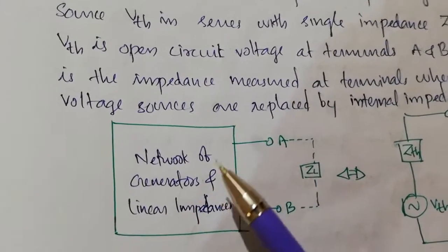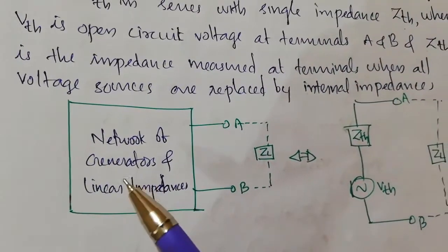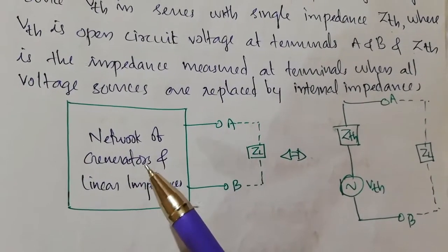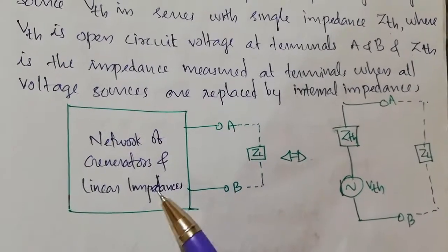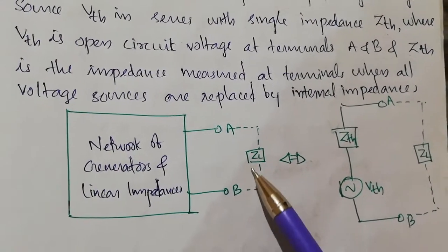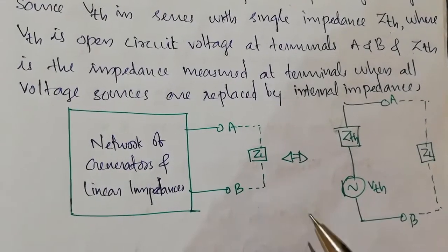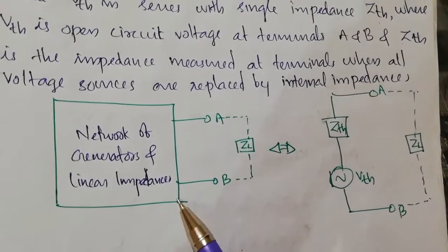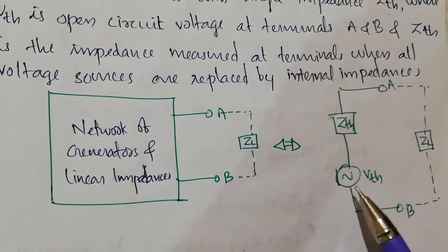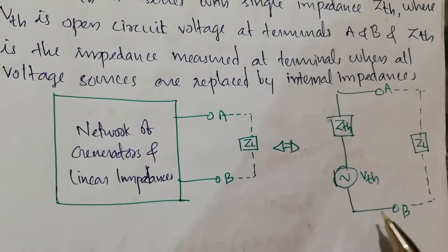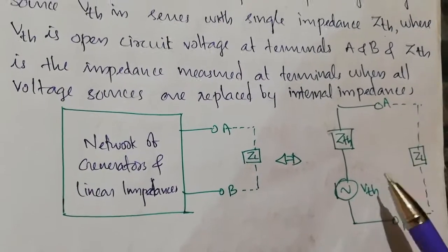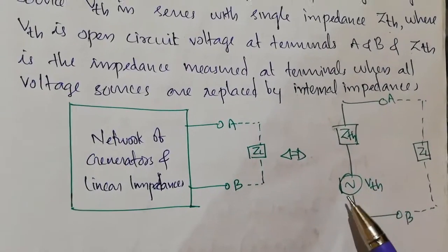That is, if you have a network consisting of generators and linear impedances, we can simply show the network as a linear active network like this, having the terminals A and B, and there will be a load impedance ZL. We can replace this network with a network like this, ZTH and VTH in series with the terminals A and B, and the ZL is connected after finding out VTH and ZTH.